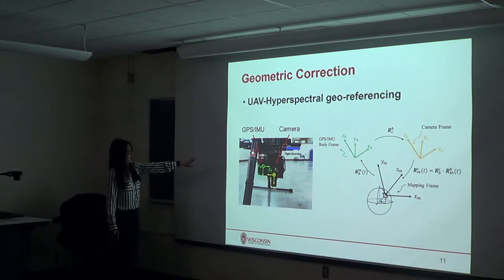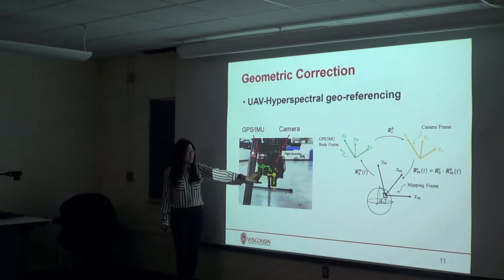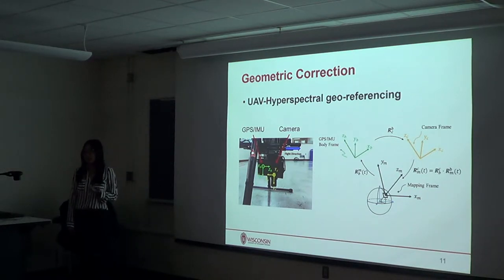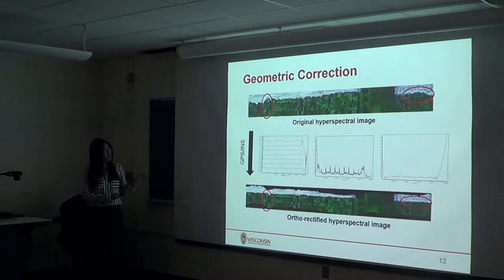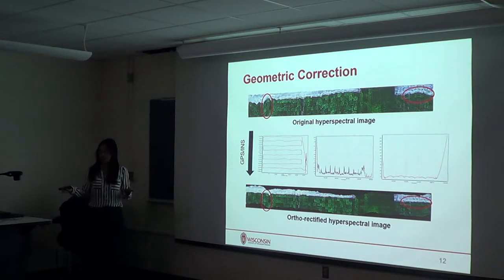We mounted a high-performance GPS IMU navigation system right attached to the camera, so the system can provide high-resolution location and attitude information for the image. And using that information, we can do the geometric correction. So here, this is one pass over the sorghum field. At the top, you can see before doing any geometric correction, we have some geometry errors for the rows and the plants, and then after the geometric correction, all the errors are corrected.